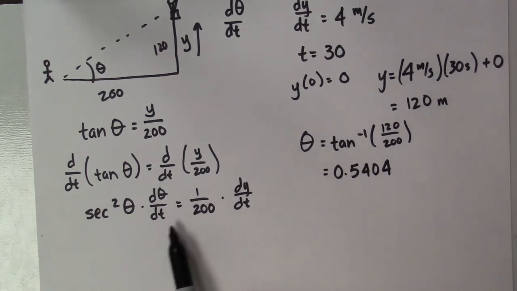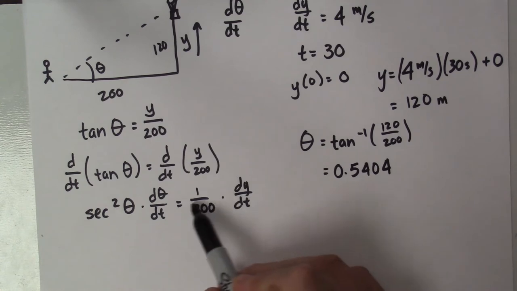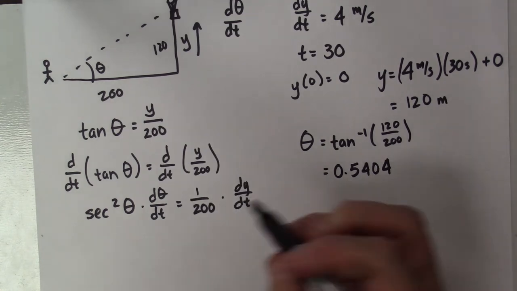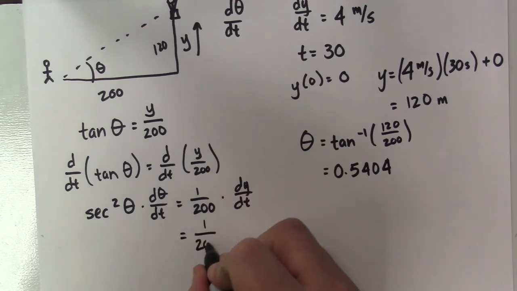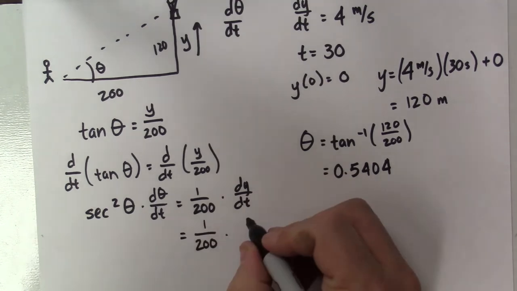Now, d theta/dt is 1 over 200 times dy/dt. dy/dt is 4, so I've got 1 over 200 times 4.